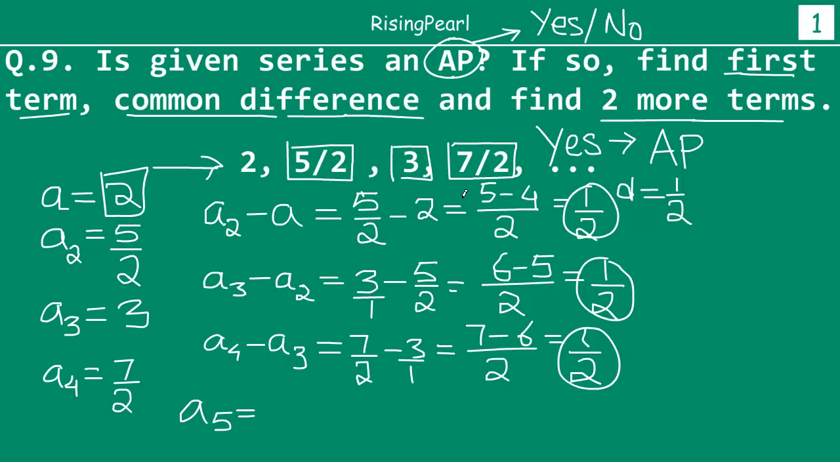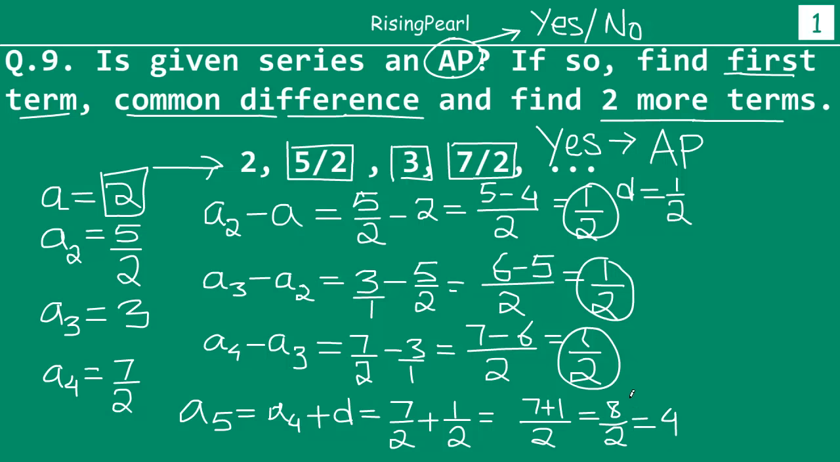So A5 will be, we take the fourth term, A4 plus D. So A4 is 7 by 2. So we have 7 by 2. We add 1 by 2, which is the common difference, to that, and the denominator will be 2. So we have 7 plus 1, which is 8 by 2, or this will be 4.